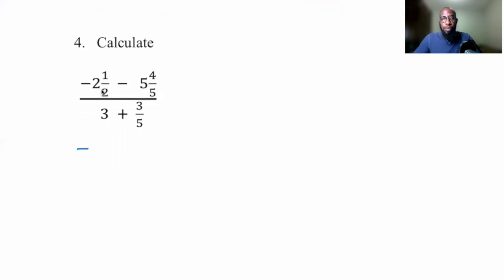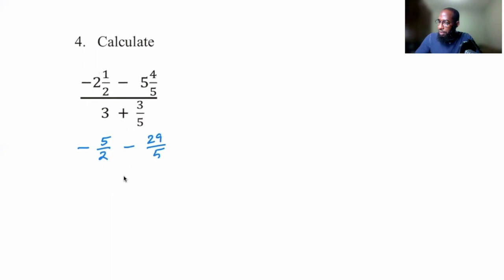2 times 2 is 4. 4 plus 1 is 5. 5 5s are 25, plus 4 is 29 over 5. So negative sign, 2 2s are 4 plus 1 is 5, 5 over 2 minus 5 5s are 25 plus 4 is 29 over 5. Make sure to keep the same denominator, right? Find the LCM. I'm going to fix this 5 a little bit. Find the LCM, 10. Put back the minus sign here.